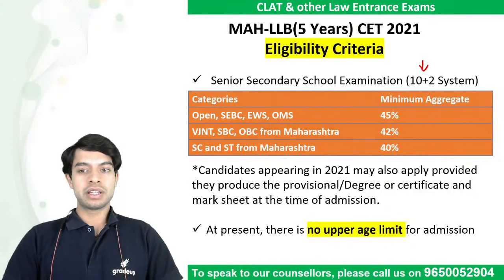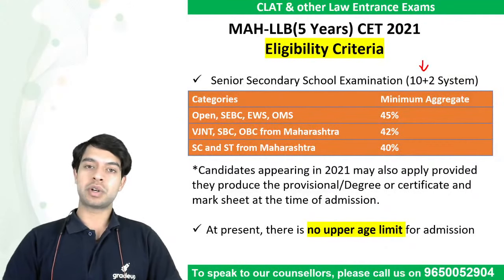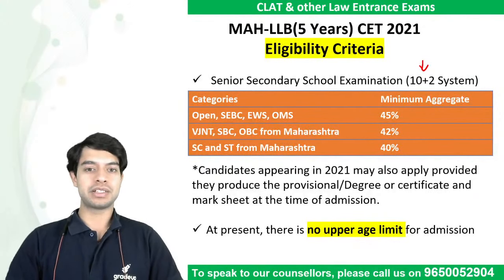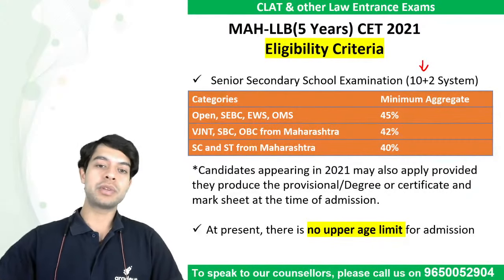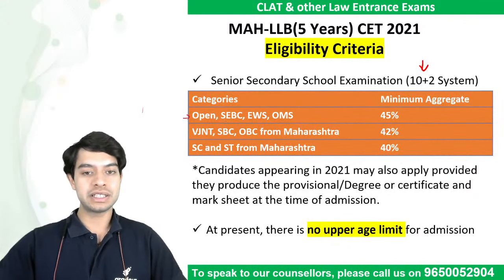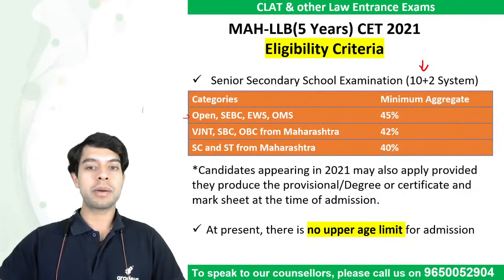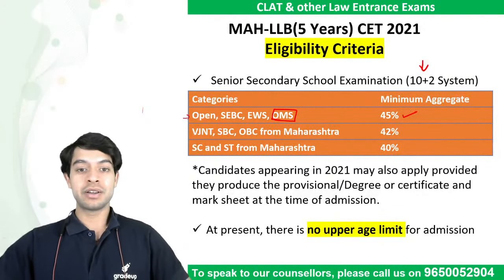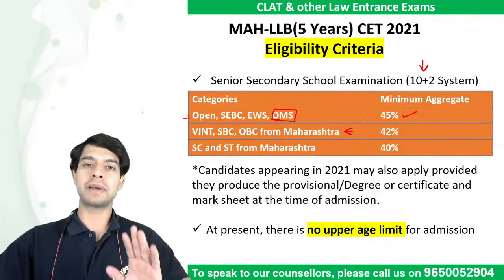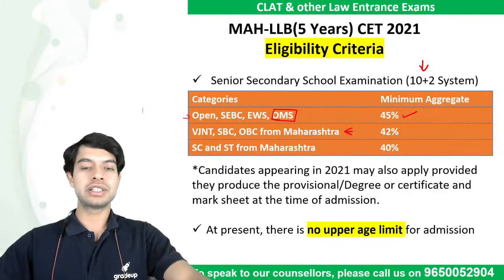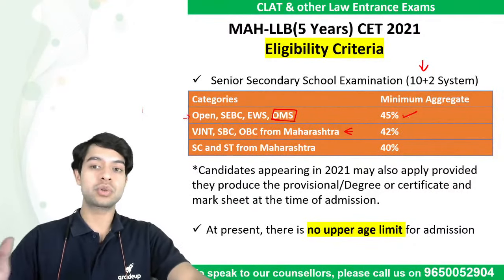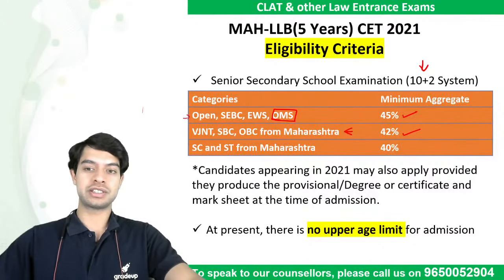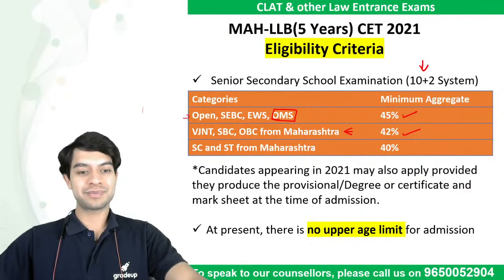What is the minimum aggregate score you need to get in class 12th to gain entrance to MH-CET? If you are from the open category or SEBC, EWS or OMS, OMS means outside the state of Maharashtra, then the minimum score is just 45%. For the reserved categories from the state of Maharashtra, the minimum score is 42%. And for SCs and STs of the state of Maharashtra, the minimum aggregate is just 40%.